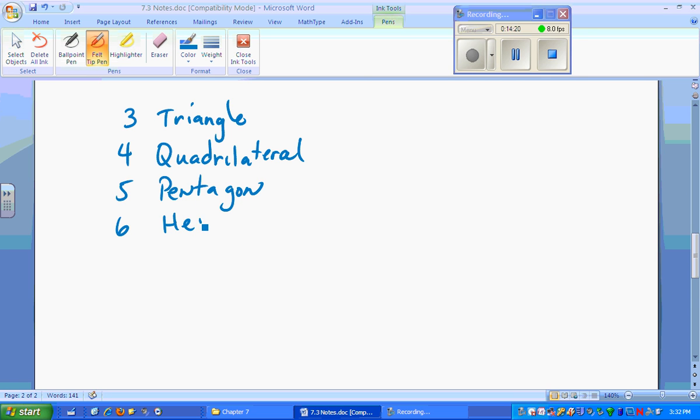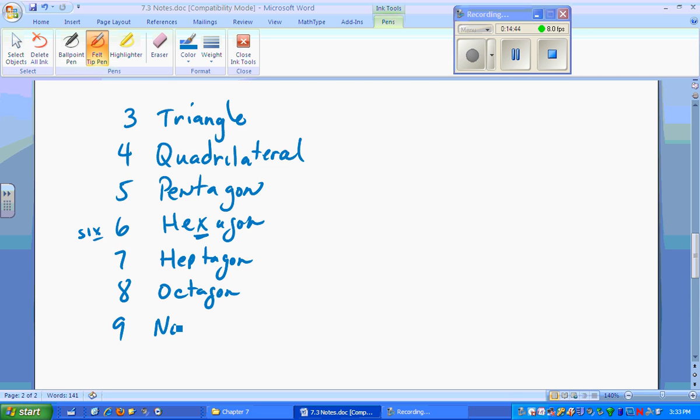6, the hexagon. Talked about it in MMA fighting. You got the octagon because it has 8 sides. We got the ocho, so it's got 8 sides again. 9, nonagon. 10, decagon. A decade is 10 years.